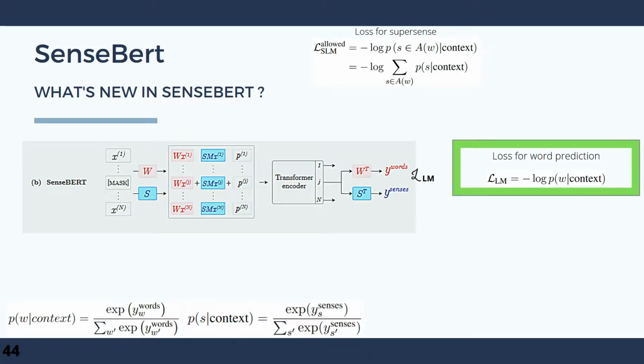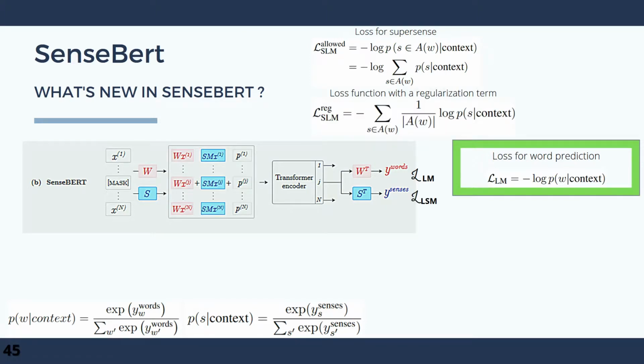Now for SenseBERT, we want the loss to increase the softmax of all of the senses belonging to AW. AW is just the set of possible supersenses for the word W. So, the loss might be minus log of the probability of S belonging to AW given the context, or minus log of the sum of the probability of S given the context for every supersense S belonging to AW. It consists of computing the sum of the probability of having the sense given the context.